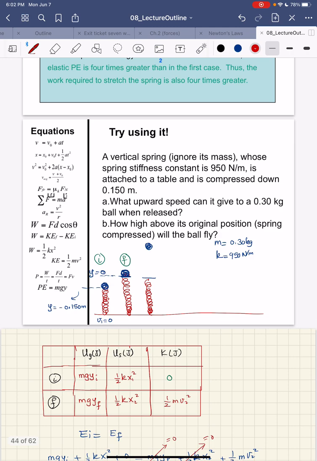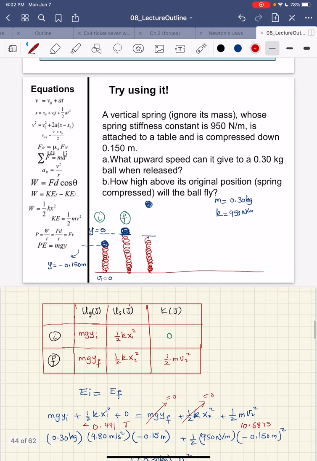Okay, this question is talking about a vertical spring, and we will ignore here the mass of the spring, whose spring stiffness constant is 950 Newton per meter, is attached to a table, and is compressed down 0.150 meters. First part, what upward speed can it give to a 0.3 kilogram ball when released? B, how high above its original position, spring compressed, will the ball fly?